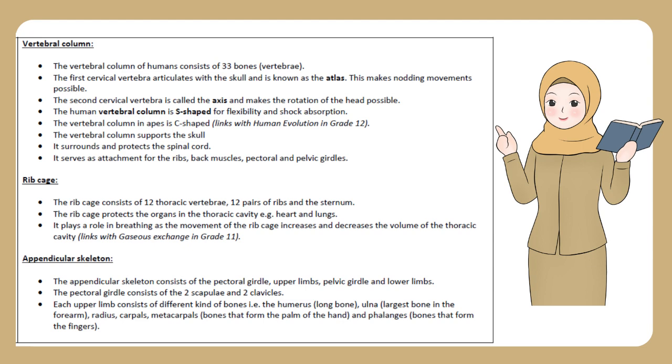Appendicular skeleton. The appendicular skeleton consists of the pectoral girdle, upper limbs, pelvic girdle, and lower limbs. The pectoral girdle consists of the 2 scapulae and 2 clavicles. Each upper limb consists of different kinds of bones, i.e. the humerus, long bone, ulna, largest bone in the forearm, radius, carpals, metacarpals, bones that form the palm of the hand, and phalanges, bones that form the fingers.